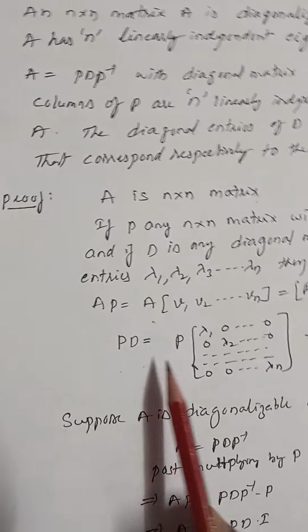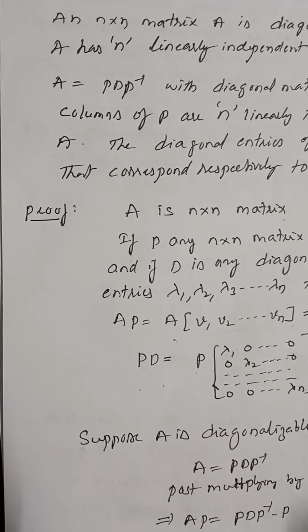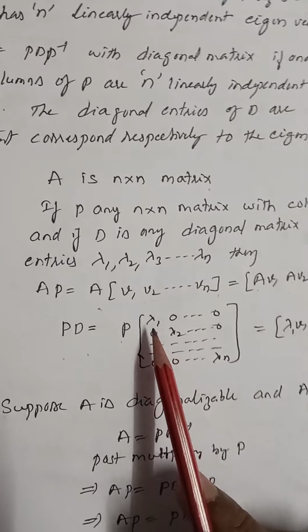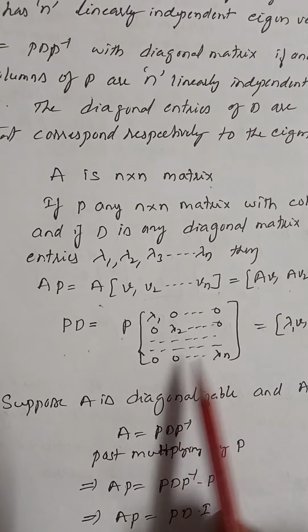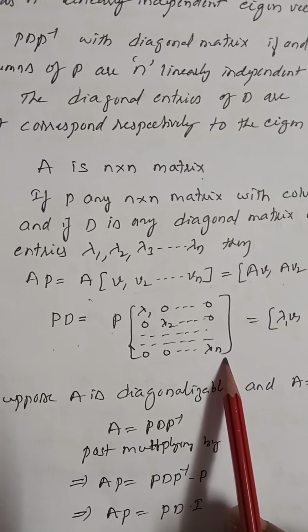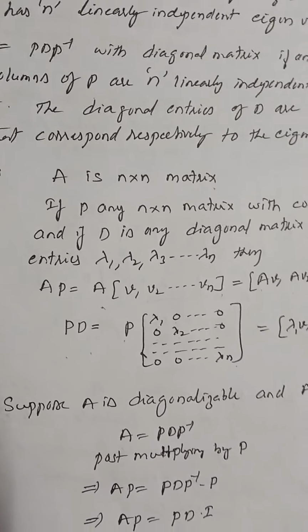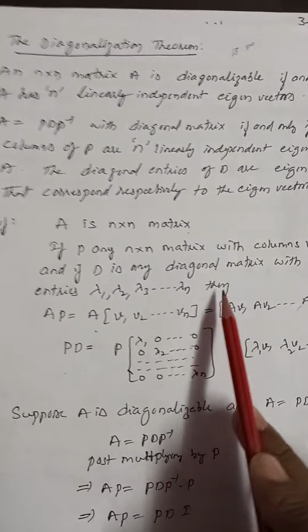Now P into D, what is P? This matrix, right? P is nothing but v1, v2 and so on vn as columns. D is what? A diagonal matrix. Diagonal matrix means lambda 1, 0 and so on; 0, lambda 2, 0 and so on; and 0, 0, and so on lambda n, where D is a diagonal matrix whose entries are lambda 1, lambda 2, lambda 3 and so on. Here is the statement.